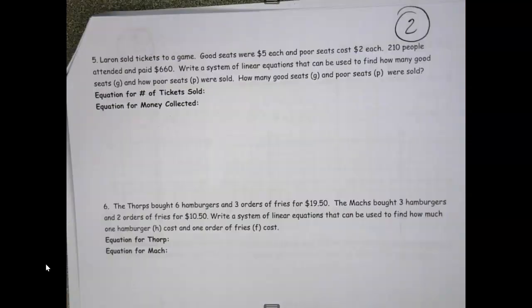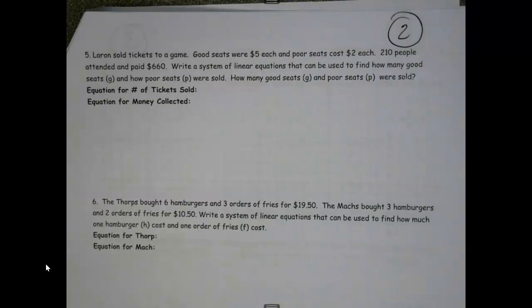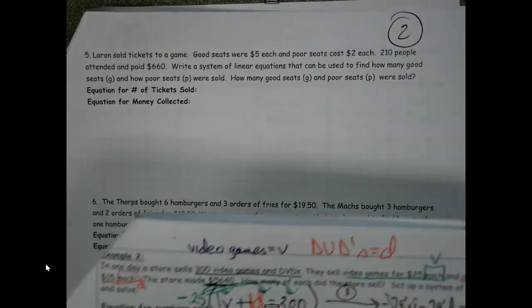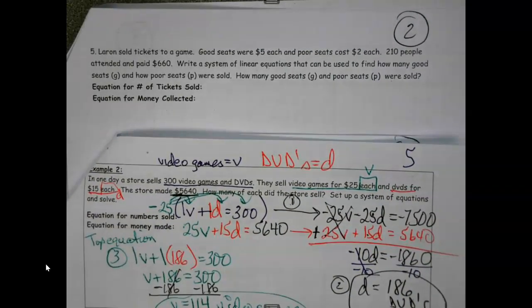But once you flip over, now it becomes a little different. You can even see it says equation 4, equation 4. So I look through, and I'm like, okay, what's this look closer to? Well, Ron sold tickets to a game. Good seats were $5 each, and poor seats were $2. 210 people attended and paid $660. Write a system of equations to be used when we find good seats and poor seats were sold. So I'm looking, and to me, that looks a heck of a lot like example number 2. But let's see.